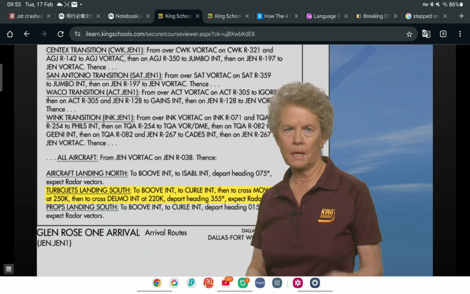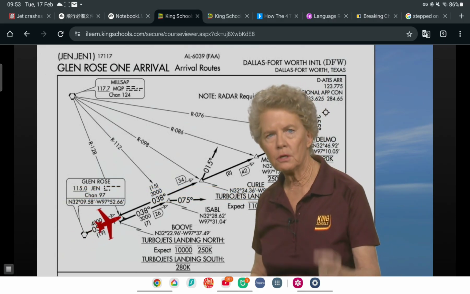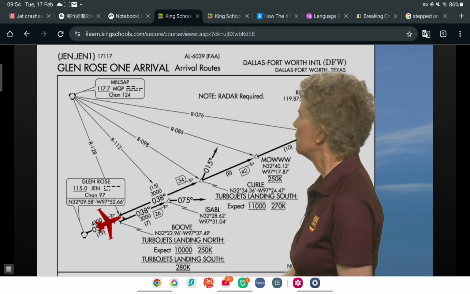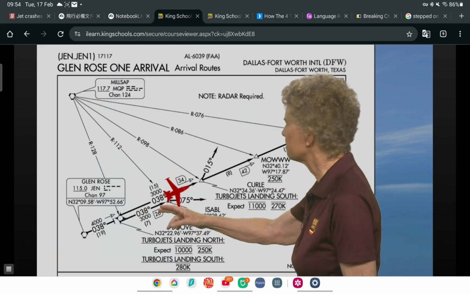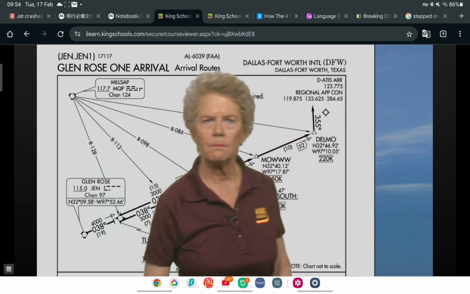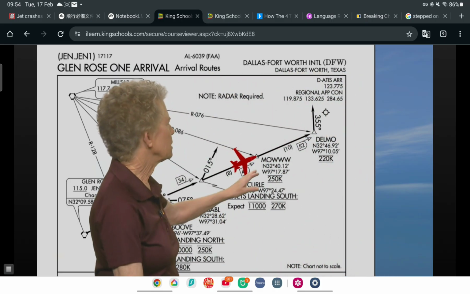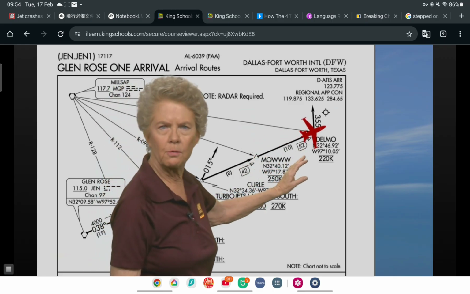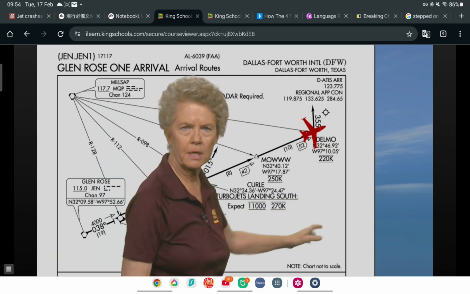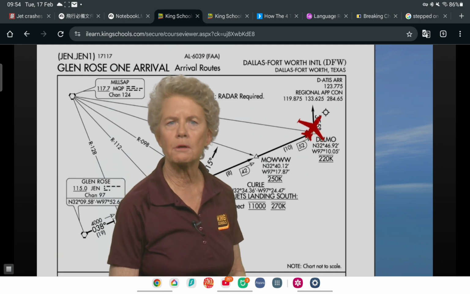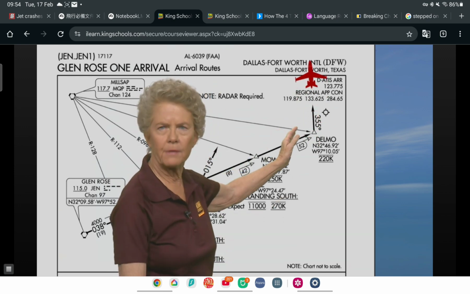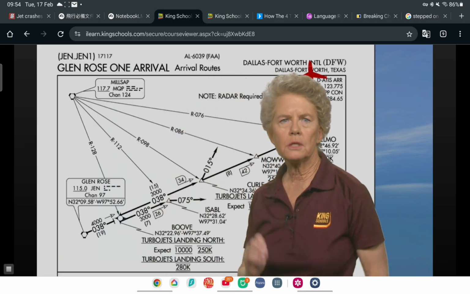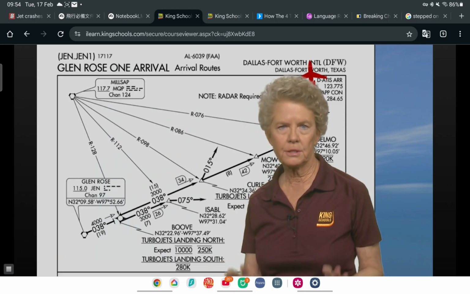Now looking back up in the plan view and following the route in that note, you'll fly to Bouve intersection, then to Curly intersection, then cross Moe intersection at 250 knots according to the note, and then cross Del Mo intersection at 220 knots. And finally, you'll depart Del Mo on a heading of 355 degrees and expect radar vectors. So your route and speed requirements are clearly stated.